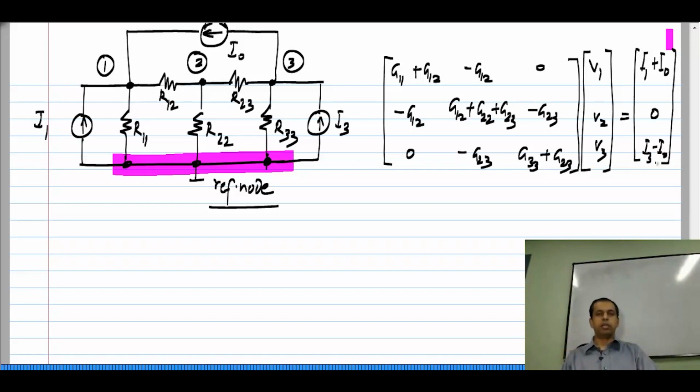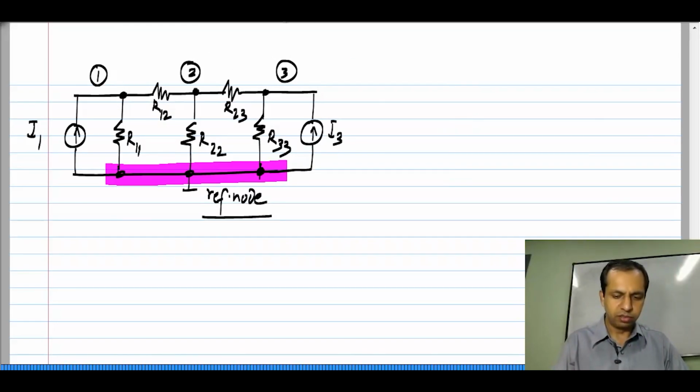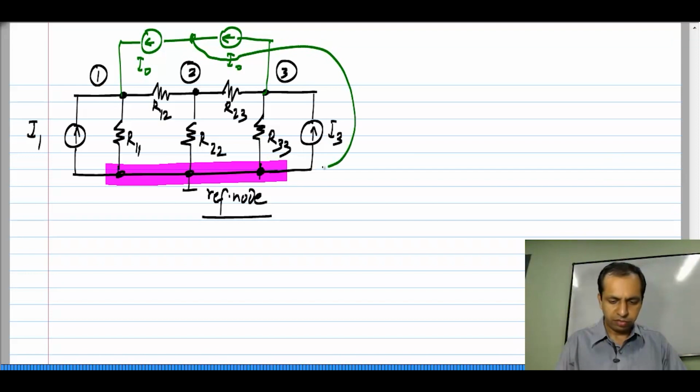Now, let me carry out the splitting of current source business on this circuit. I will erase this and connect two identical current sources in series, I0 and I0. And this middle node I connect to the reference node. I said this is the useful part, right.